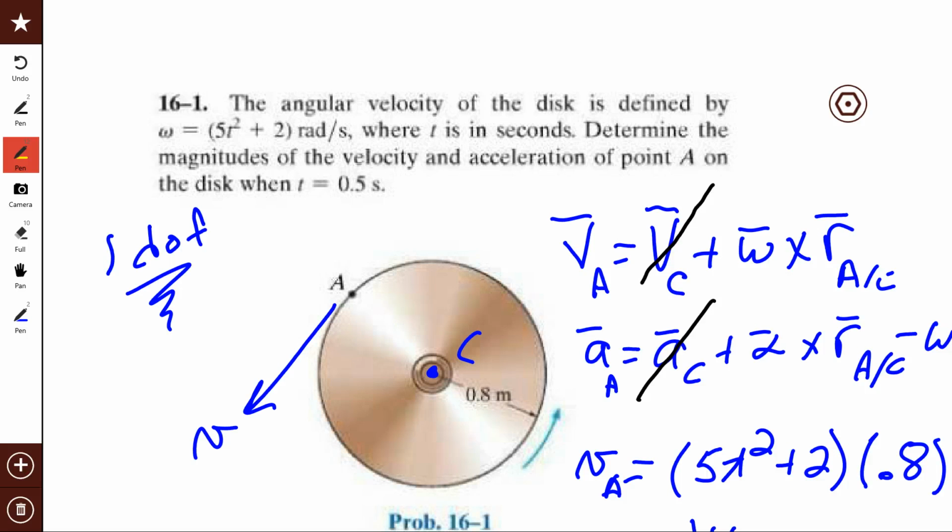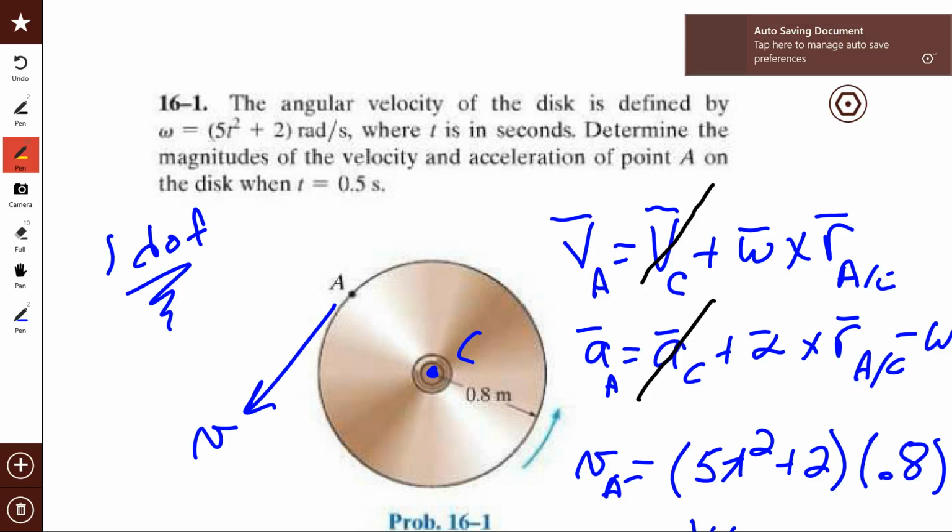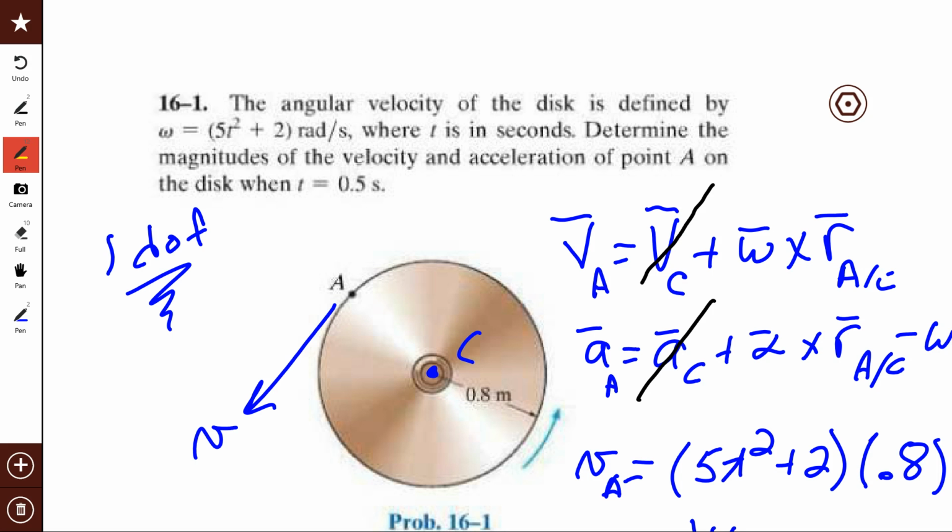The angular velocity of the disk is defined as blah, blah, blah, where t is in seconds. Determine the magnitude of velocity and acceleration at point A on the disk when t equals 0.5 seconds. Okay, is this a time spanner? It looks to me like I am going to probably integrate something. So what I'm going to do is try and find the velocity and acceleration of a point.